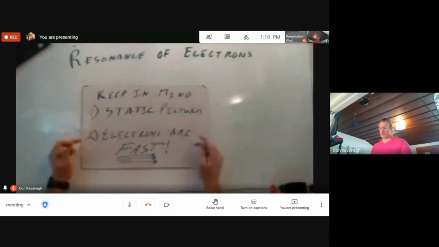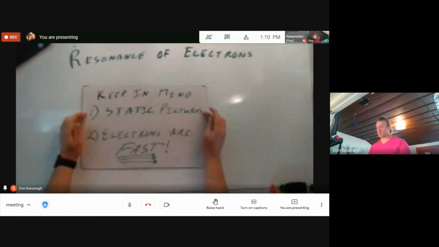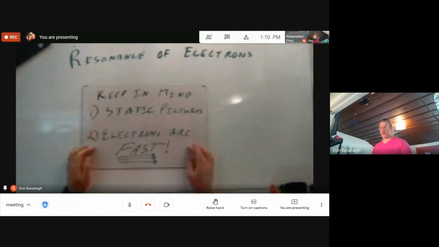Electrons are moving fast, very, very fast. How fast does an electron move? An electron could go around the Earth in 18 seconds. So our Lewis dot structures are trying to capture a snapshot in time, which is not accurate because electrons are always moving and they're moving fast.